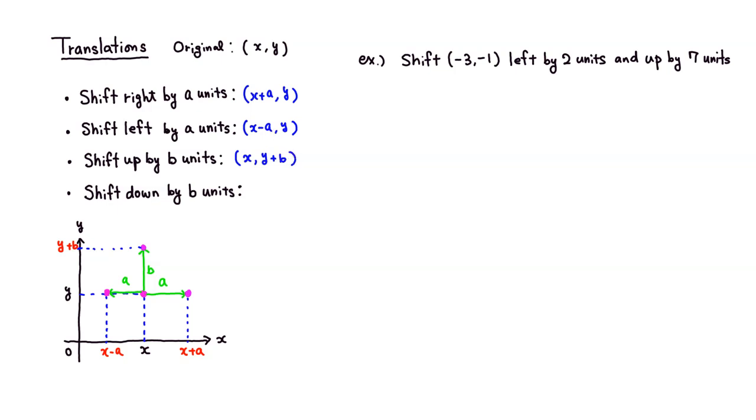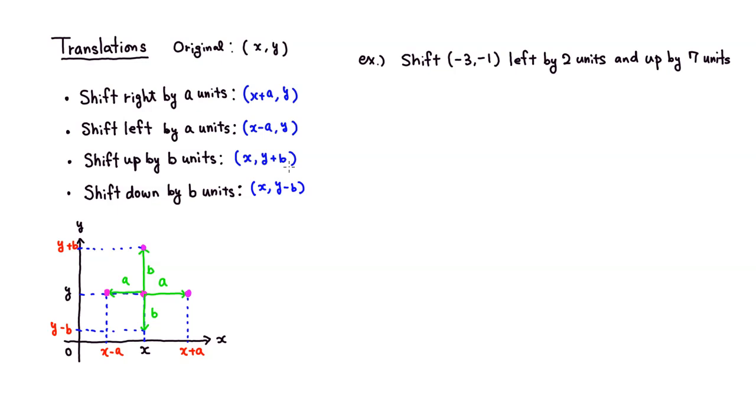All right, and if you're moving downward by b, we know that the y coordinate is decreased by b. So you're going to get y minus b. So the coordinates are x stays the same, and you have y minus b. It's very simple, right? So let's look at the following example.